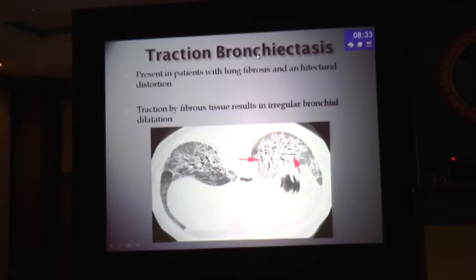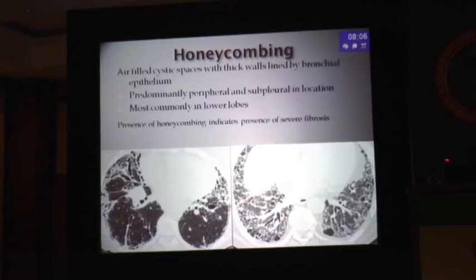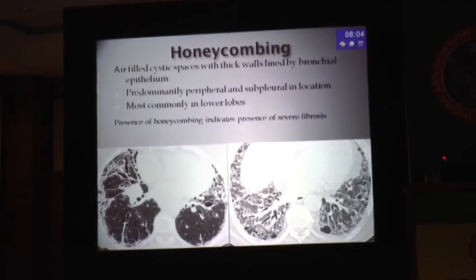Tractional bronchiectasis. The very word itself says that there is traction from somewhere. And what causes this traction? Diseases that have fibrosis, could be a post-granulomatous infection sequelae, can be a fibrotic disease, end-stage interstitial lung disease such as UIP. So there is a lot of traction from the surrounding parenchyma, and the bronchi get stretched, their walls get stretched out, and this is how the tractional bronchiectasis appears. This is a typical example of tractional bronchiectasis.